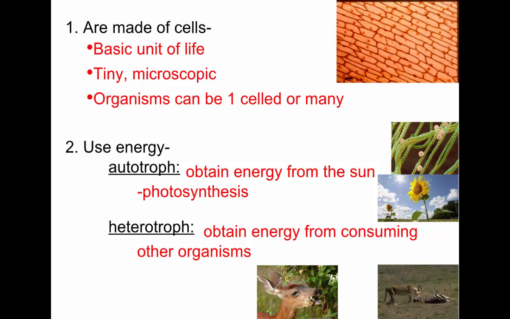So as I consume this organism, this apple, my digestive system will break down the molecules into very tiny little molecules that my cells can actually use for energy. This is how animals, most bacteria, and fungi obtain energy. They are heterotrophs.